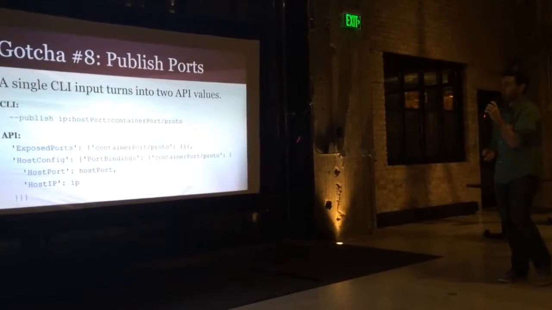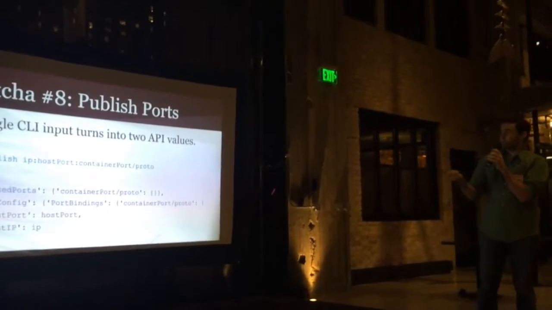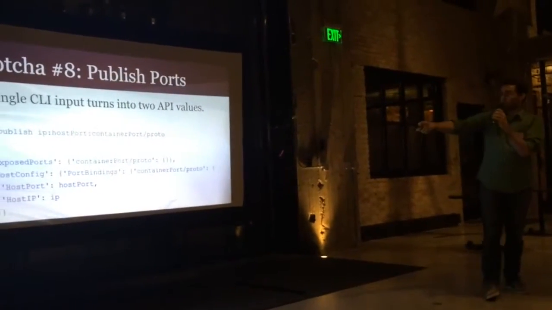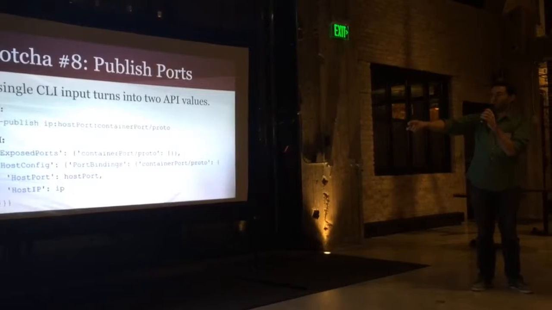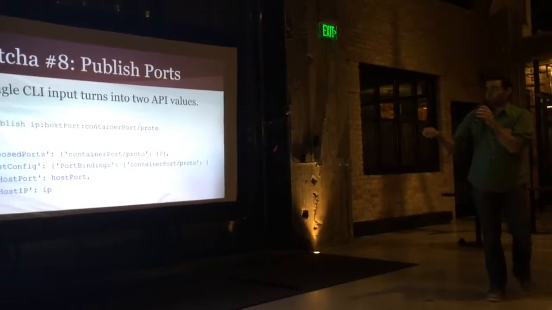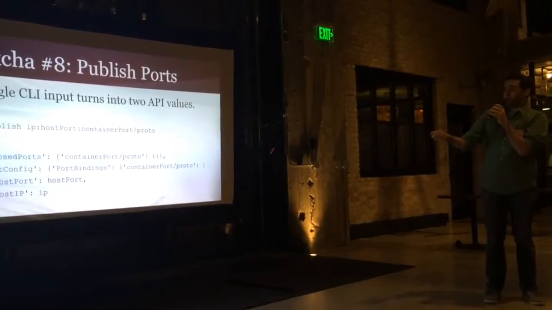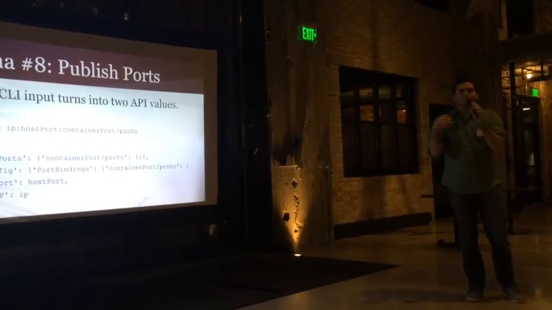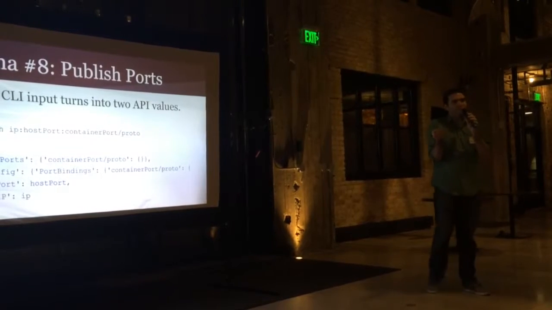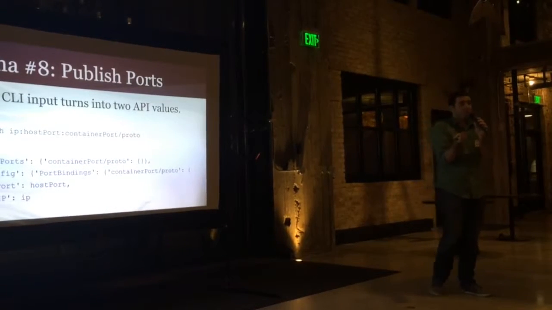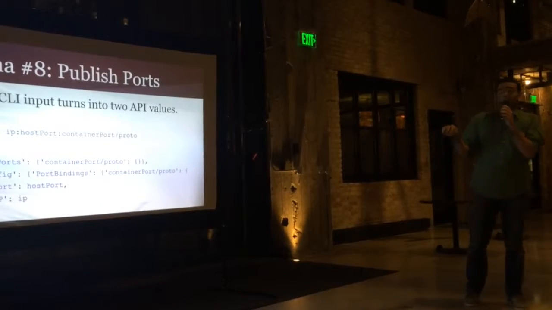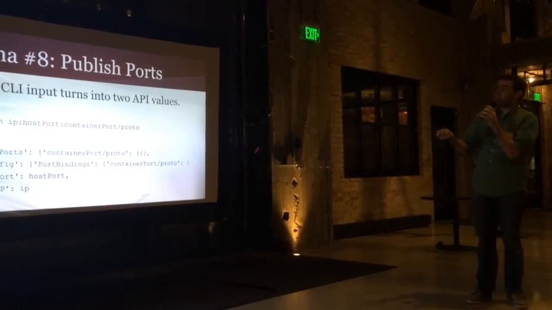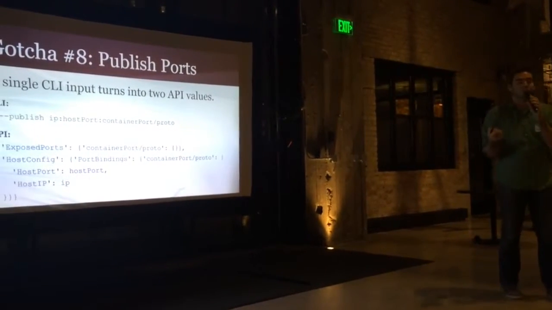All right, so publishing ports. This is fun. A single CLI input is peppered all over the API. So you have the IP, the host port, the container port, and the protocol, once again. One place it goes is into the exposed ports, where you set the container port and the protocol as the key, and then the value to be an empty hash. I still don't know if there's anything that's supposed to go into that hash, or if it's just empty. And then in another place, you actually have to take host config port bindings, and that's where you set the host port and the IP port in the host config.